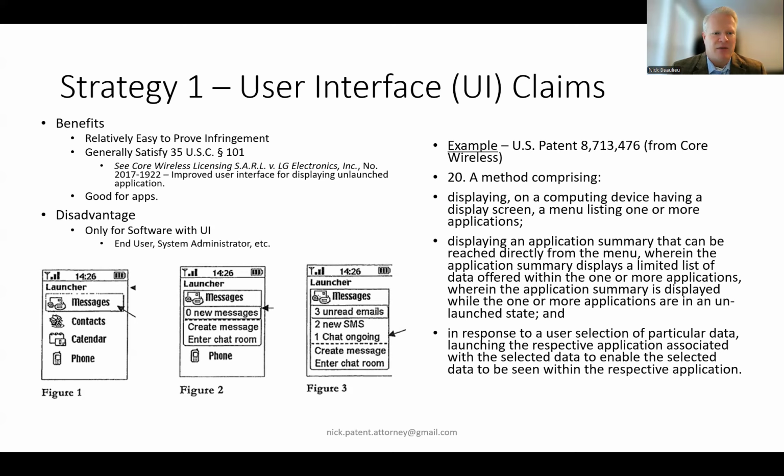And then the third benefit I say is it's good for apps. So a common type of software is apps. It could be an Uber app, an internet browser app, a word processing app, there are a lot of apps out there, for all these different uses. So all of those have user interfaces.